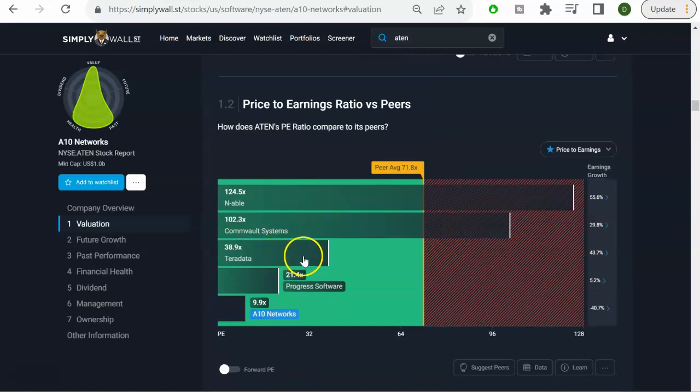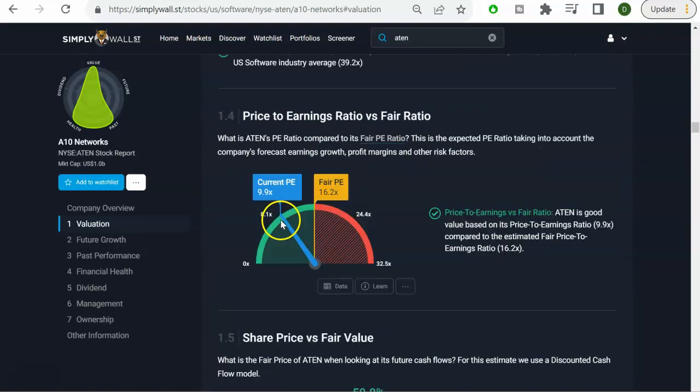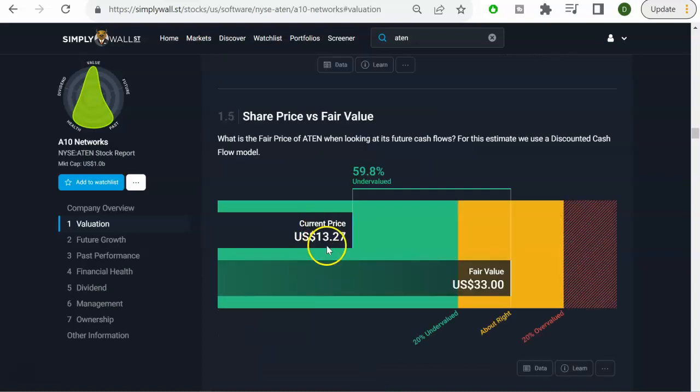Amongst his peers, there's ATEN Networks. It's not overpriced. The current PE, comparing it to the fair PE, again, this is undervalued. The price is $13.27. According to Simply Wall Street, it should be trading at least $33. And that's based on its free cash flow, the money it has to invest in itself.